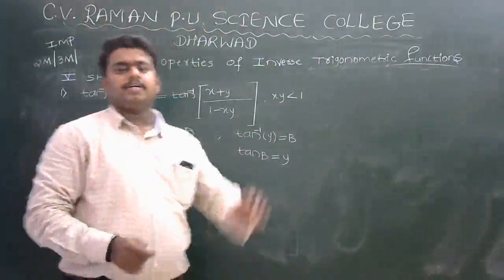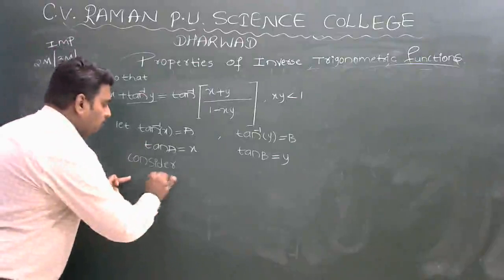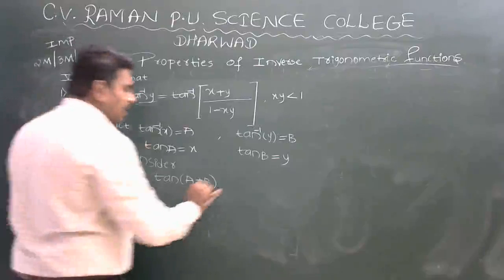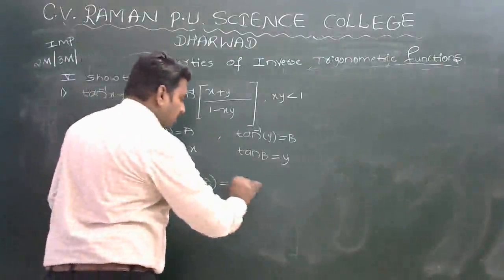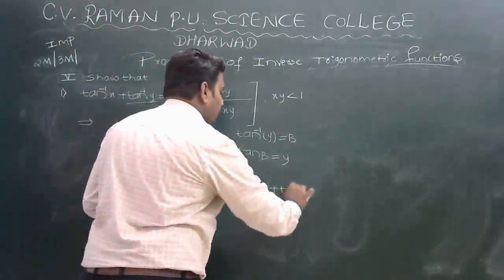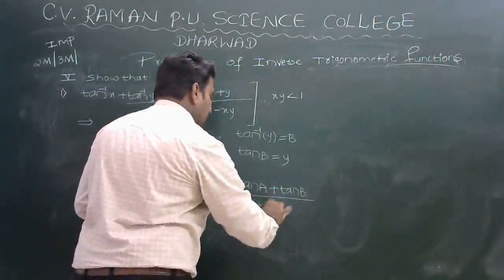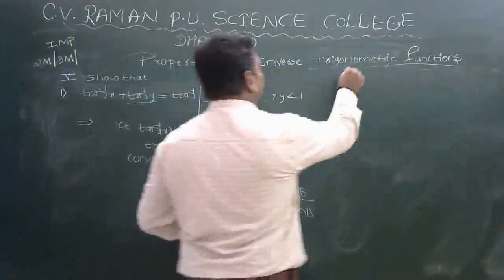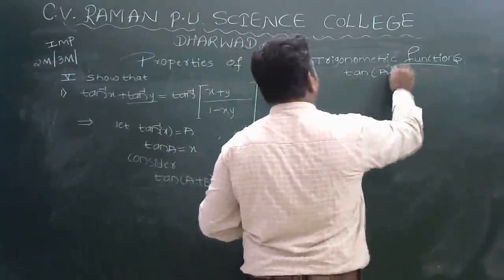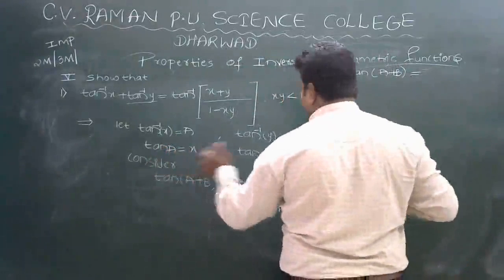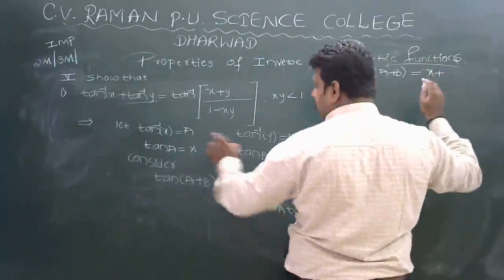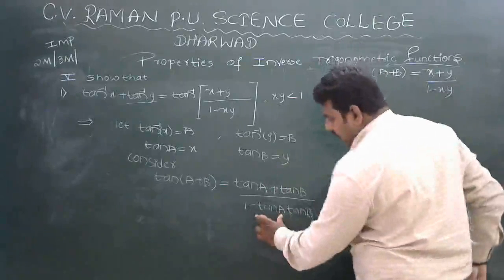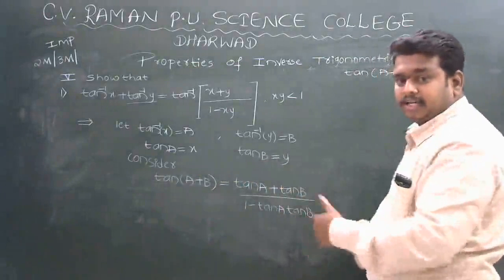I am going to utilize a formula learned in first year trigonometry. That formula is tan of a plus b. What is tan of a plus b? Very good. That is tan a plus tan b whole divided by 1 minus tan a into tan b. So for tan of a plus b, tan a is nothing but x, plus tan b is y, whole divided by 1 minus x into y. Tan a is x, tan b is y, so that is 1 minus xy.